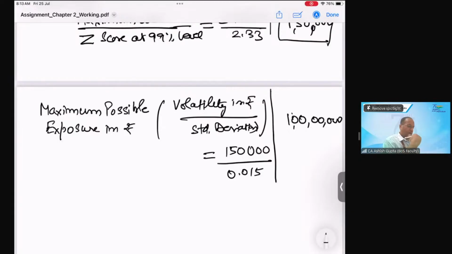Okay, students. So with this we have come to the end of assignment number 2 of chapter number 2. Yes, sir, in this case, based on the loss, we are identifying the maximum possible investment. But in the earlier case, for possible investment, you need the money. Exposure means, of course, sometimes I can say that this is a kind of margin money. I can take this position.